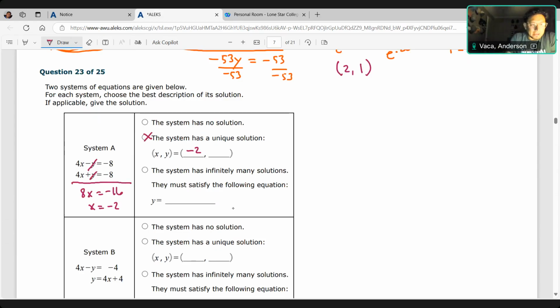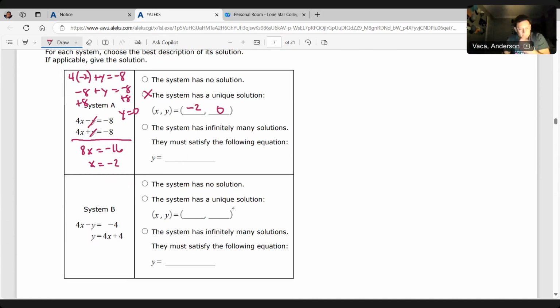And 4 times negative 2 plus y is equal to negative 8. Negative 8 plus y is equal to negative 8. I'm adding 8. Y is equal to 0, and that is perfectly fine.